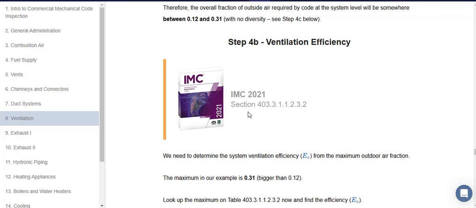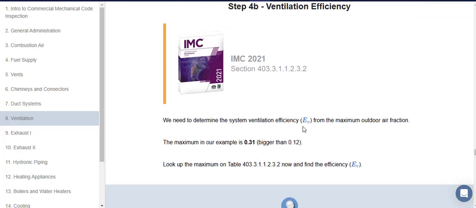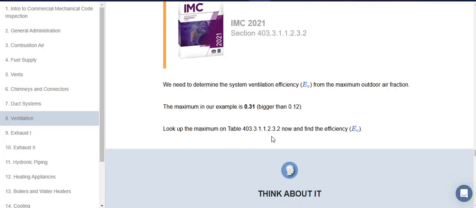International Mechanical Code 2021 section 403.3.1.2.1.2.3.2. We need to determine the system ventilation efficiency Ev from the maximum outdoor air fraction. The maximum in our example is 0.31, bigger than 0.12. Look up the maximum on the table 403.3.1.1.2.3.2 now and find the efficiency Ev.